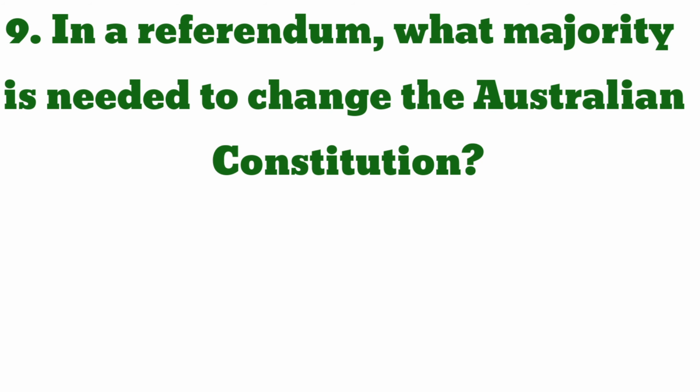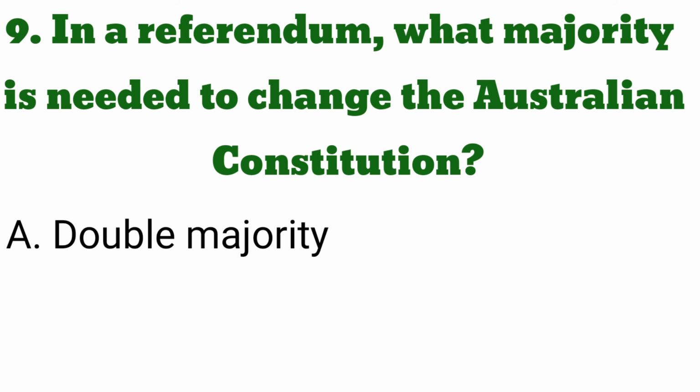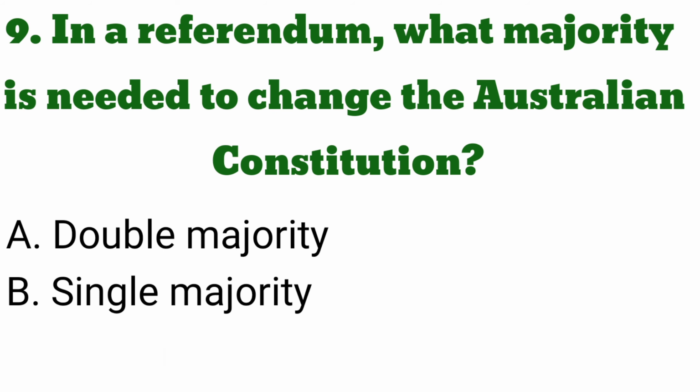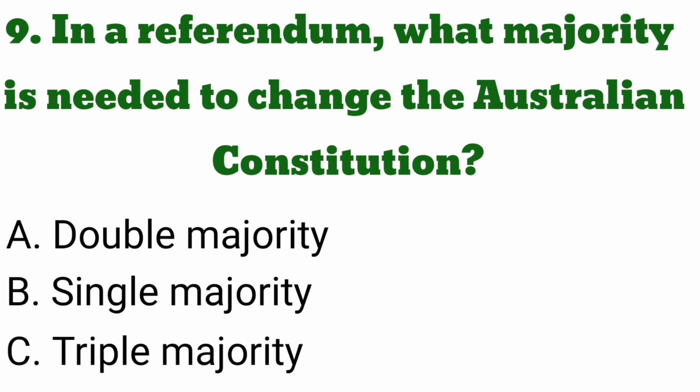Number 9. In a referendum, what majority is needed to change the Australian Constitution? Letter A, double majority. Letter B, single majority. Letter C, triple majority. The answer is letter A, double majority.